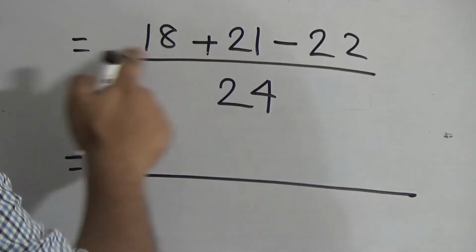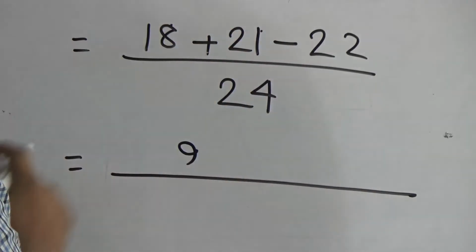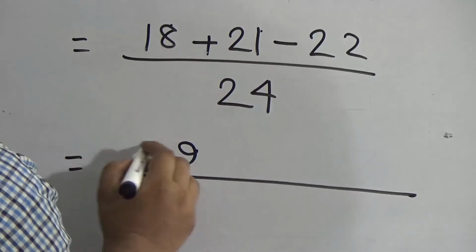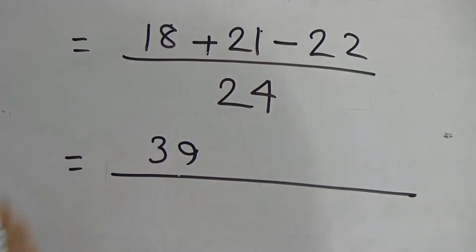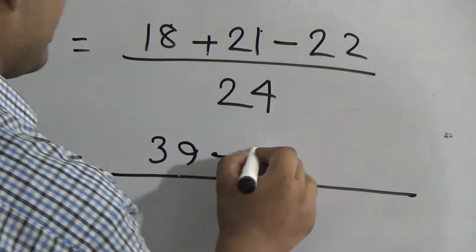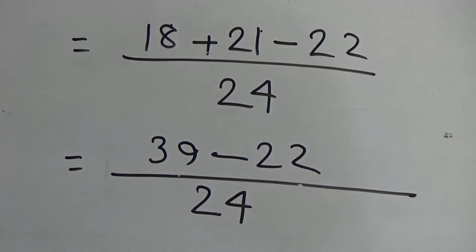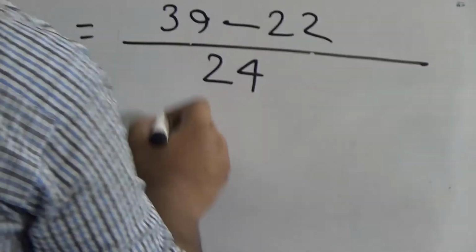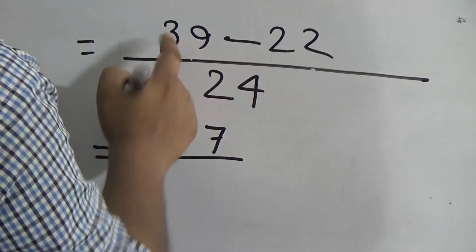So at first we do addition of these two numbers. 8 plus 1 is 9, no carrying, 2 plus 1 is 3. So if we add 21 and 18, then we get 39, minus this 22, divided by 24. Dear student, now we do subtraction. 9 minus 2, it will be 7. No carrying, 3 minus 2, it will be 1.